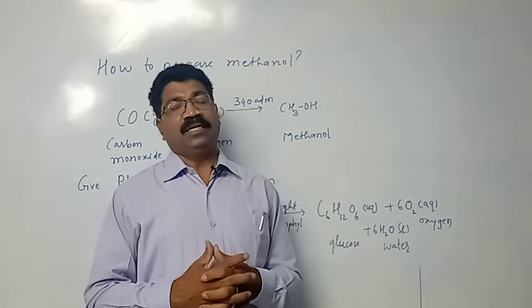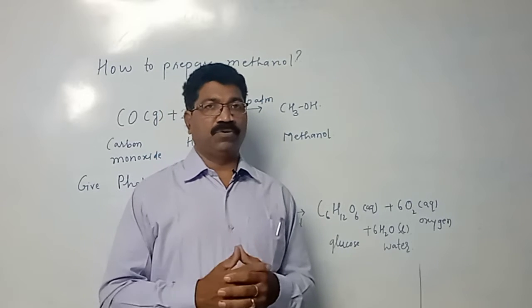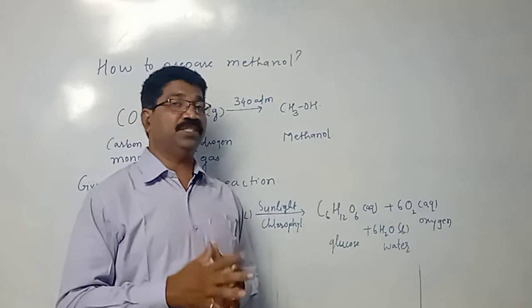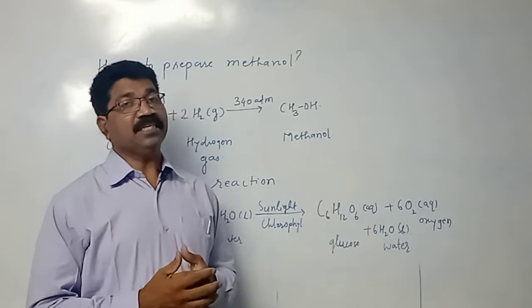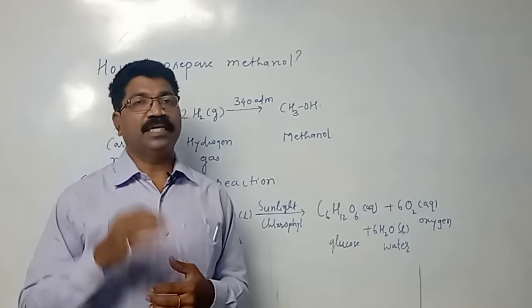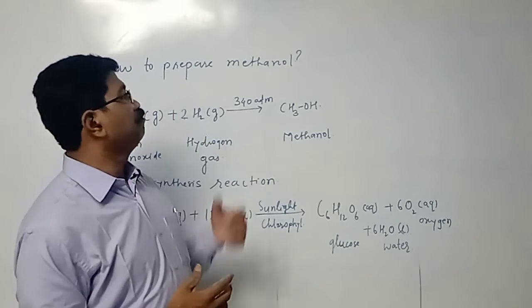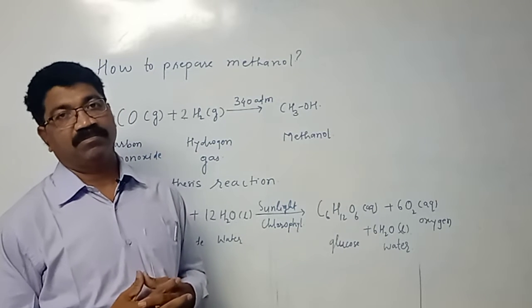Okay. Then on the arrow, we have to indicate the condition also. Under which condition this reaction can take place. This condition is also to be indicated on the arrow. For example, the preparation of methanol.